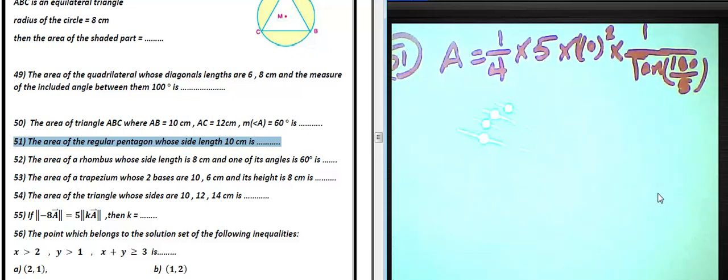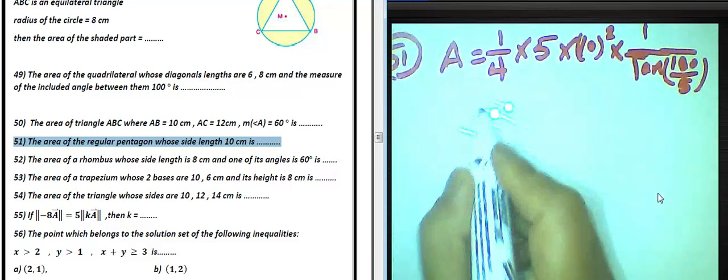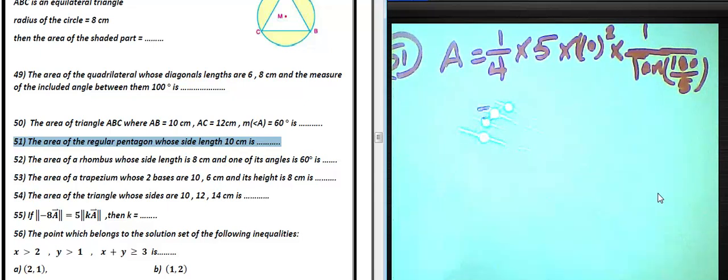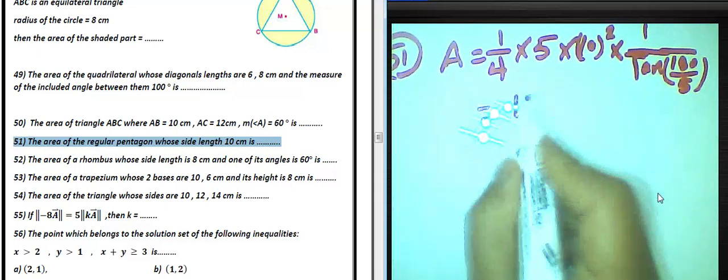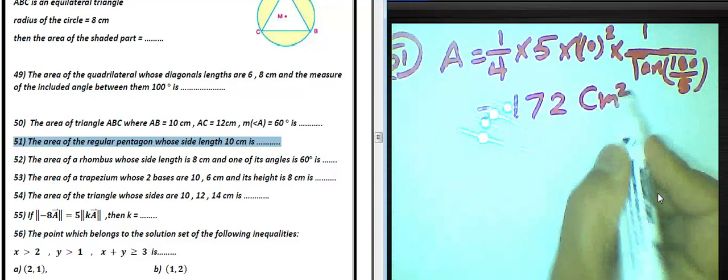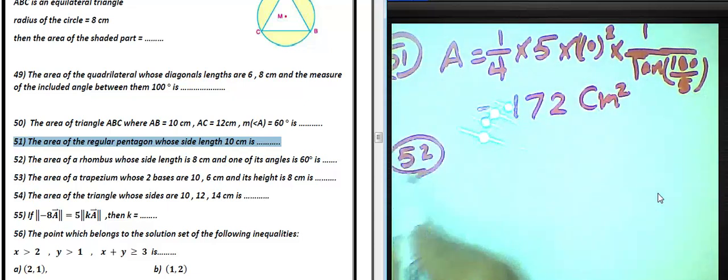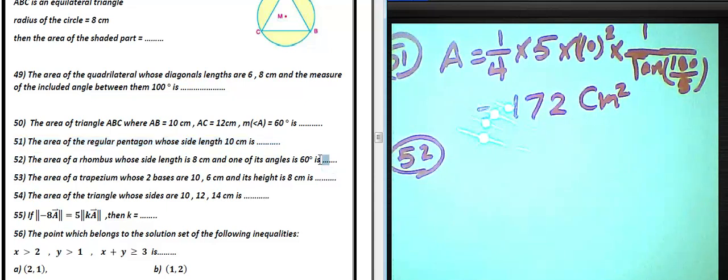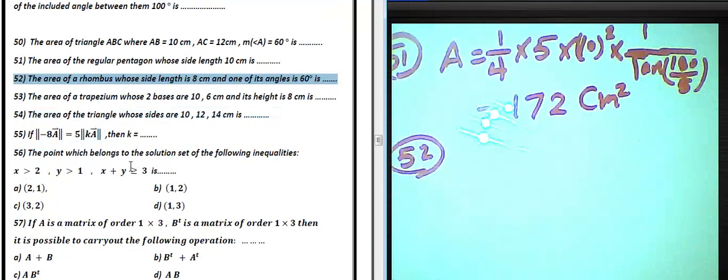You can use a calculator to find the result. It will be 172 square centimeters. Question 52. The area of a rhombus whose side length is 8 centimeters and one of its angles is 60 degrees. You can find the result for the rhombus.